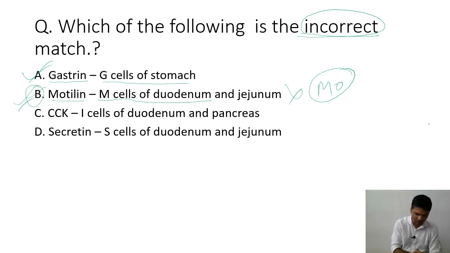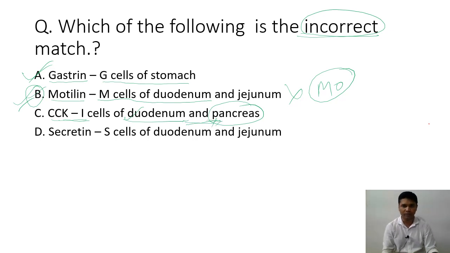Let me check third option. CCK, I cell of duodenum pancreas. Yes, it is secreted from duodenum, but they act on the pancreas. So CCK is secreted from duodenum, but not pancreas. Something may be off in the option, but the option here is motilin. Motilin is MO cell. So this will be the answer.